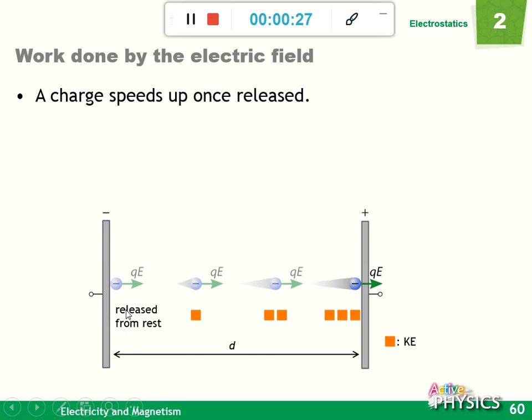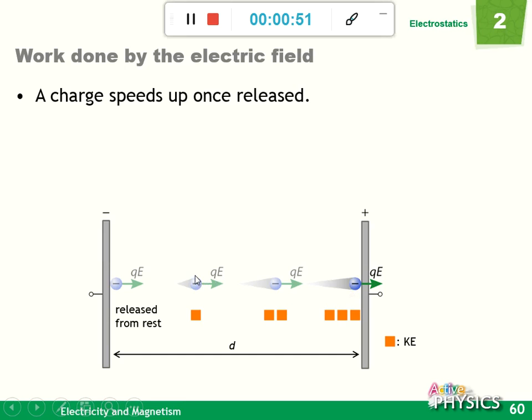So look at this situation between two parallel plates. If this one is the electron, it will not like to touch the negative. The negative terminal will repel it to provide force. This force we will call electric force. Then this electron will move to the right-hand side like that.